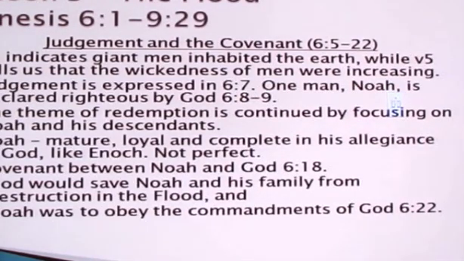Judgment is expressed in verse 7 of chapter 6. However, just in the verses thereafter, verses 8 and 9, you have one man with his family actually declared righteous. So it can't be Noah alone, because God says the whole family.